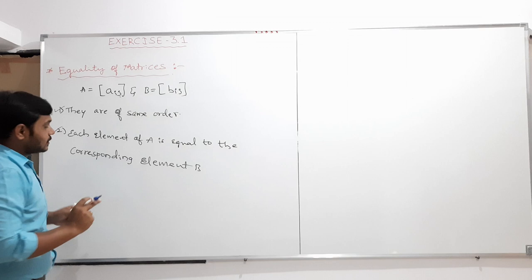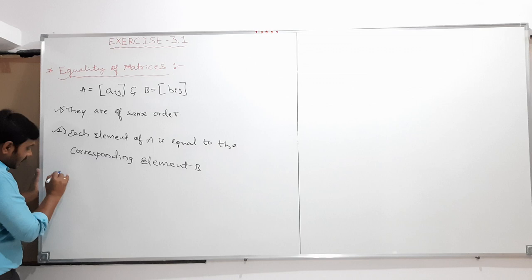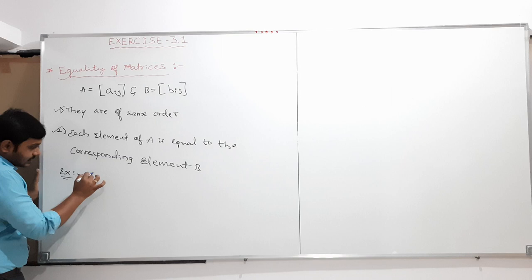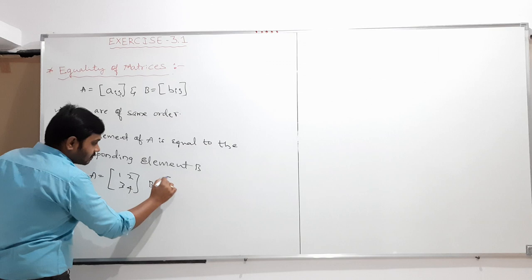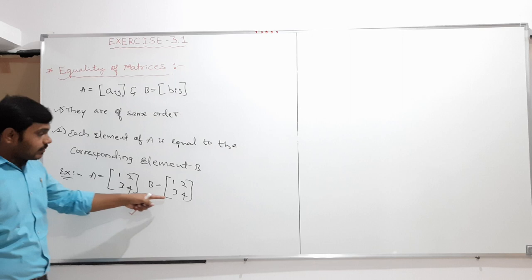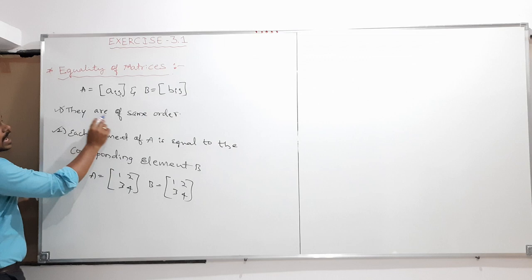So before understanding this definition, first I'll take one example. After this, you can see whether the two matrices are equal or not. For example, A equals 1, 2, 3, 4 and B equals another matrix, 1, 2, 3, 4. Yes, my dear students, now these two matrices are said to be equal. Why are these two matrices equal? According to the condition, they are of the same order.